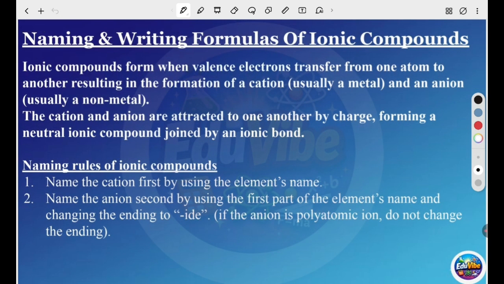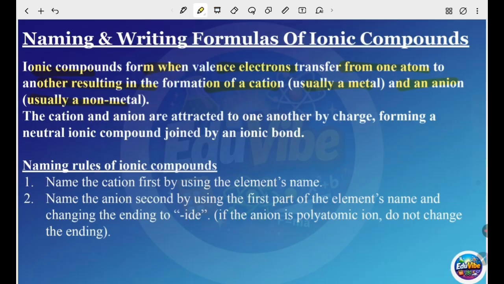So next we have how to name or write the formulas for ionic compounds. We have to know that if we have any ionic compound, how can we name it, or how can we write the formula. Ionic compounds form when valence electrons transfer from one atom to another, resulting in the formation of a cation, usually a metal, and the formation of an anion, usually a non-metal. So the valence electrons transfer from one atom to another to form the cation and anion. So it's called an ionic compound.